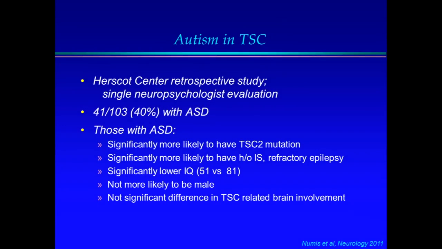Then looking at autism, and I know every parent in this room, when they heard about TS and read about it and read about autism, became terrified that their child would be autistic. And so we've also looked at this, and other groups are actively looking at this. But when we looked at this years ago, we had 103 kids that our one neuropsychologist had evaluated, so very consistent evaluations, and 40% met criteria for an autism spectrum disorder. Now that really ranged from what we used to call Asperger's to profoundly autistic, but in that range.